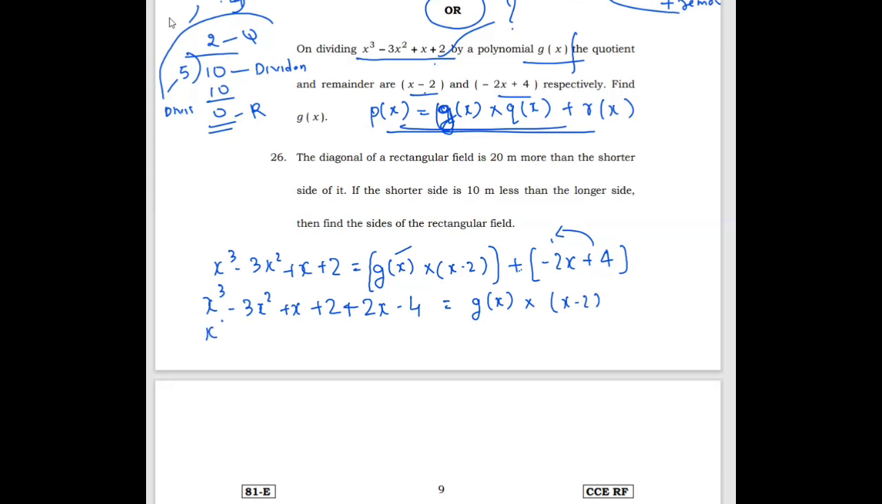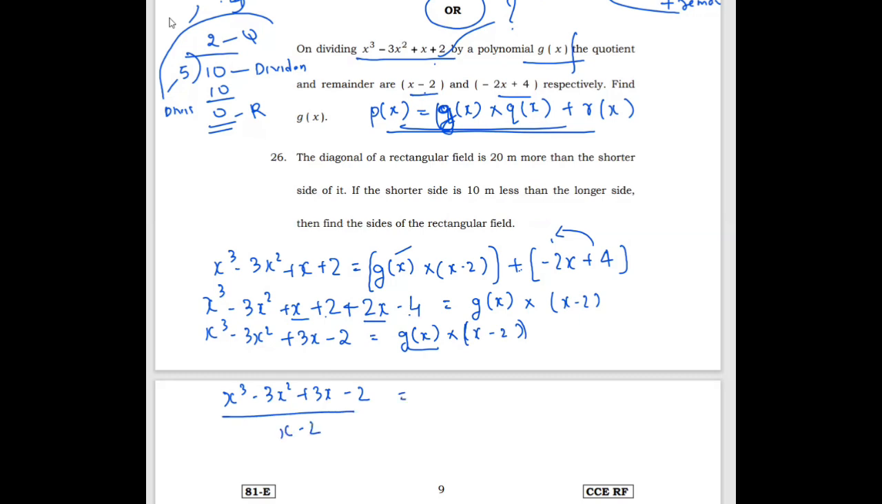Okay, so it is x cube minus 3x square, x plus 2x, it becomes 3x plus 2 minus 4, it is minus 2, right? Next is equal to, as it is, whatever is there, I'm just putting it back here. You still want g of x. So where will this entire expression now go? Multiplication becomes division. Addition will become subtraction, right? Here, this will become division. So finally, you will be left with x cube minus 3x square plus 3x minus 2 divided by x minus 2 is equal to g of x.